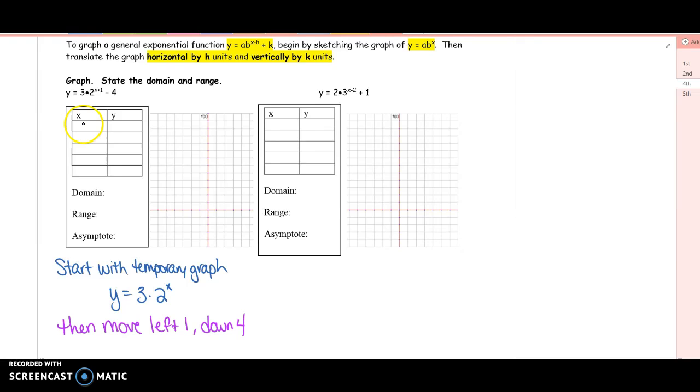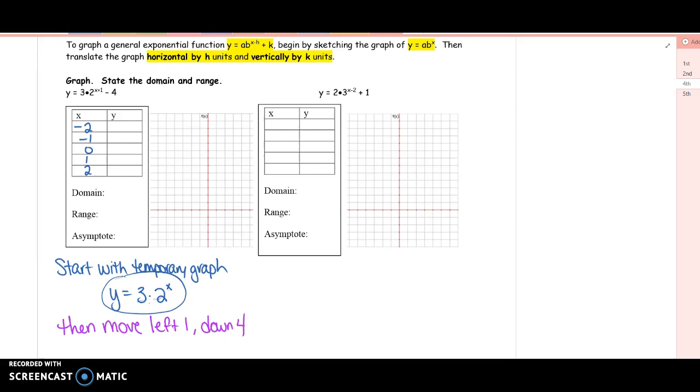So back to the temporary graph. Some good numbers to use in your x column are -2 to +2. If you have a scientific calculator, all you have to do is 3 times 2 raised to the -2. Plug each of these numbers into this temporary graph equation. So 3 times 2 raised to the -2, 3 times 2 raised to the -1, 3 times 2 raised to the 0, 3 times 2 raised to the 1, and so on. But would you maybe like a shortcut?